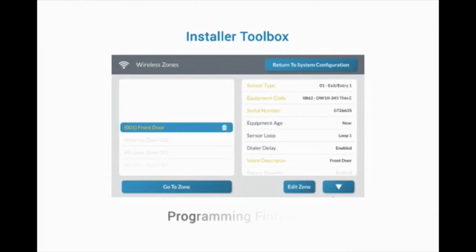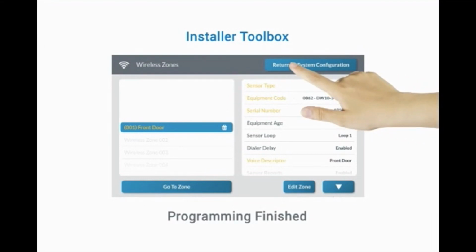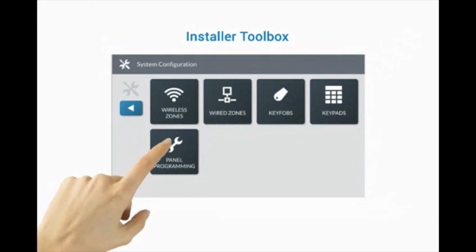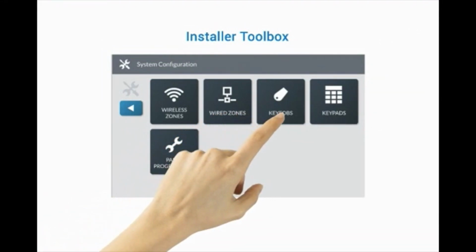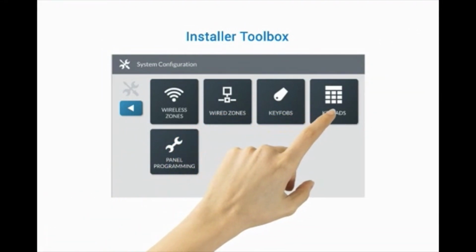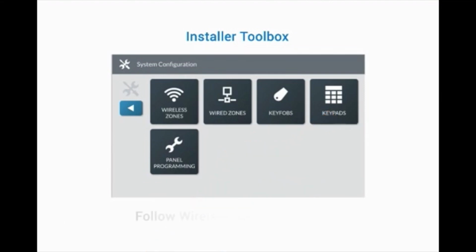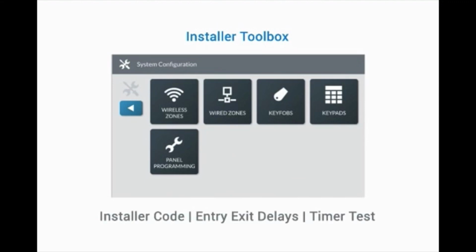Once the programming of wireless zones is finished, press Return to System Configuration. To program wired zones, key fobs, and keypads, press the appropriate option and follow the same procedure used for wireless zones. To configure the installer code, entry exit delays, timer test, and more, press Panel Programming.